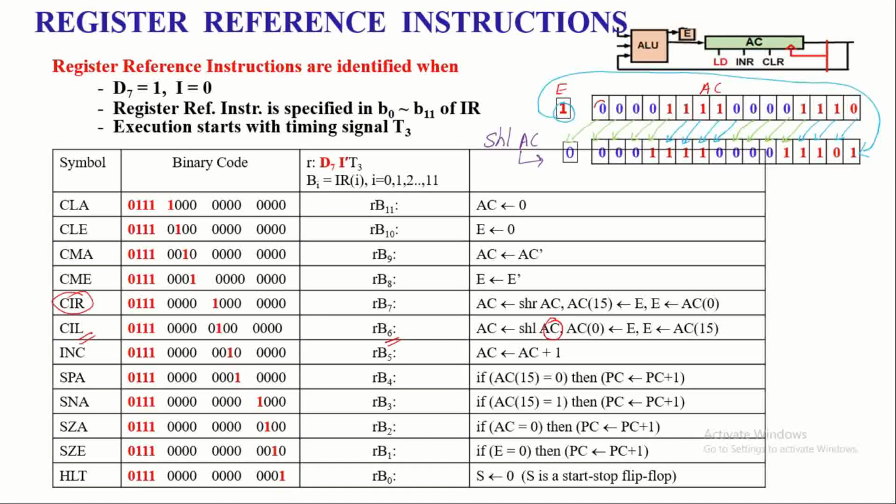So when they are shifted one bit position left, then the 15th bit of the accumulator will occupy the extended bit value, and the extended bit value will occupy the 0th bit of the accumulator. Okay, so when the circulate left operation is performed, the resultant value of the accumulator and E bit value will look like this.